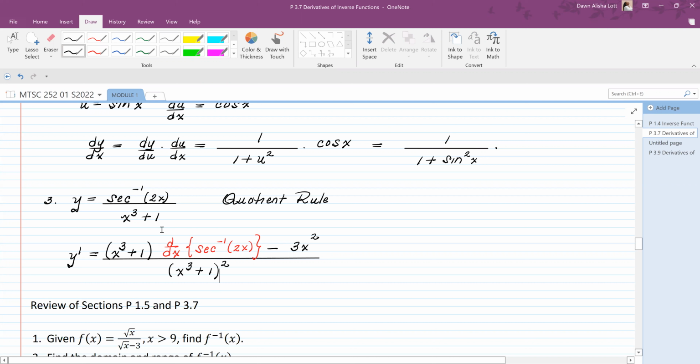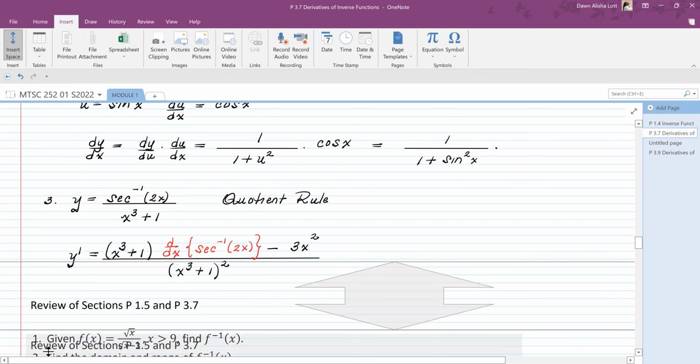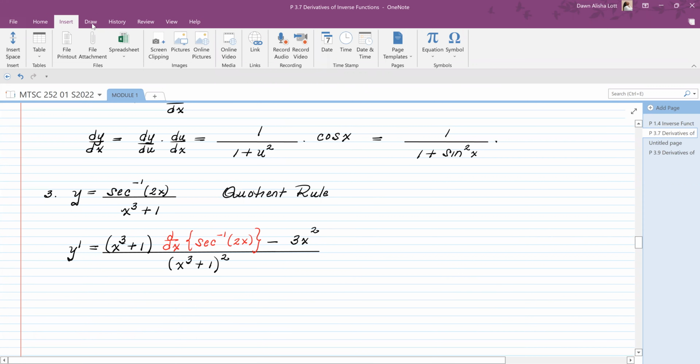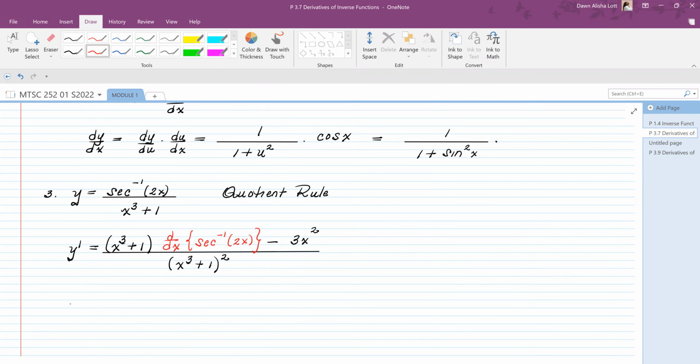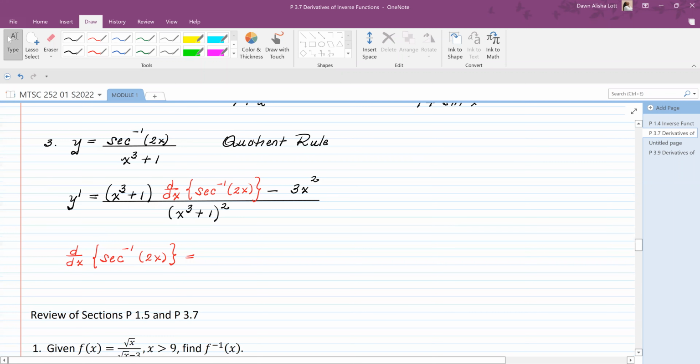Okay, all right, so now what we need to do is take the derivative of the secant squared of 2x. All right, so let's see what that is. The derivative of the secant, I don't mean squared, I mean secant inverse of 2x. Okay, so what's the outside function? The outside function is secant inverse of something, of u. All right, so we need to take the derivative of that.